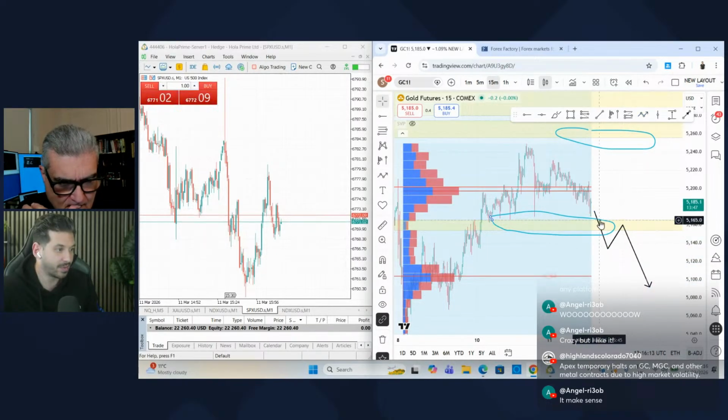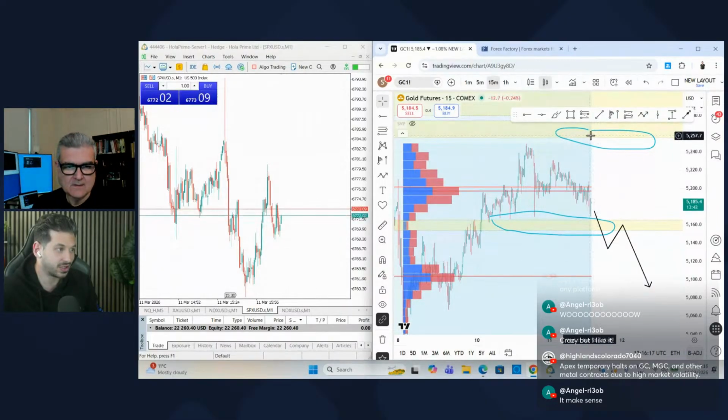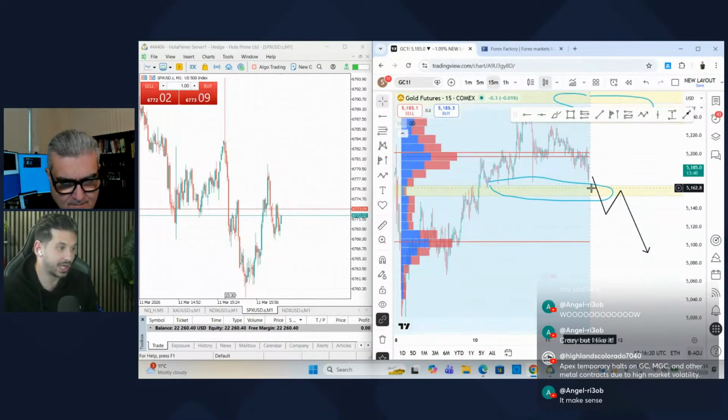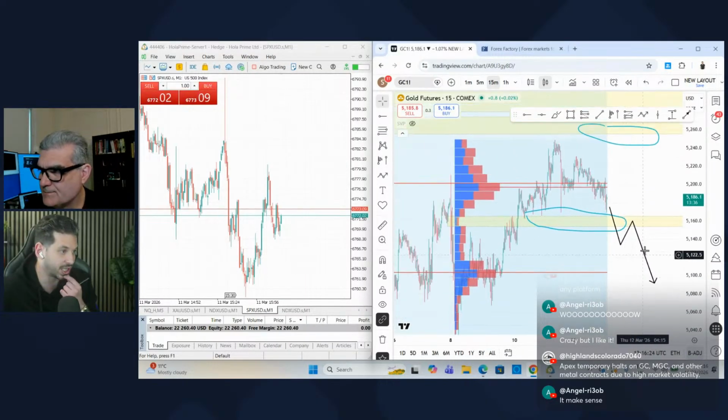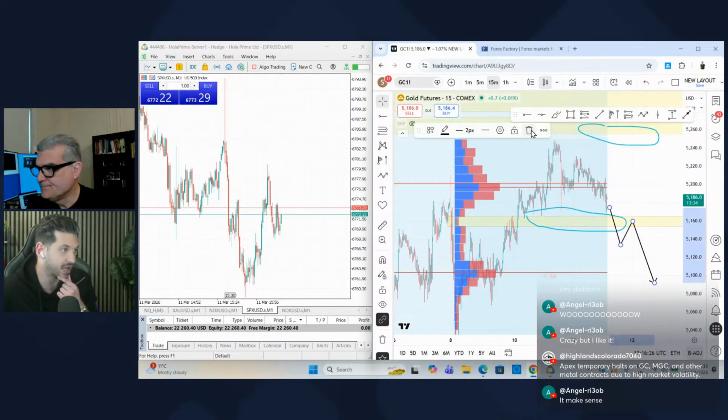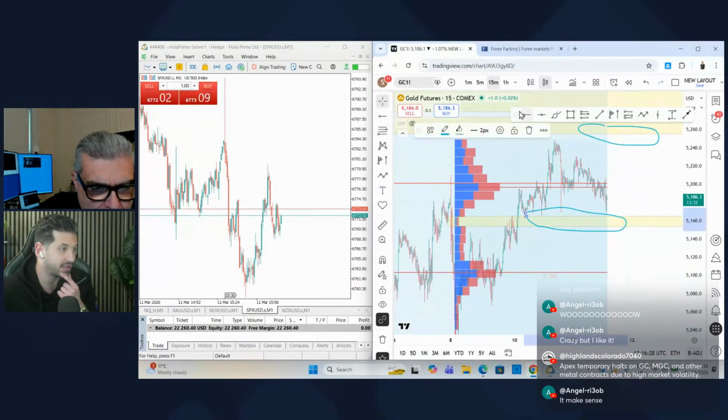So as long as we're above that area, I'm looking to buy. As long as we're below this area, I'm looking to short. The moment we get below this area, I'll be looking then to short the market. So that is essentially what I'll be looking for in gold for now as a scalper.